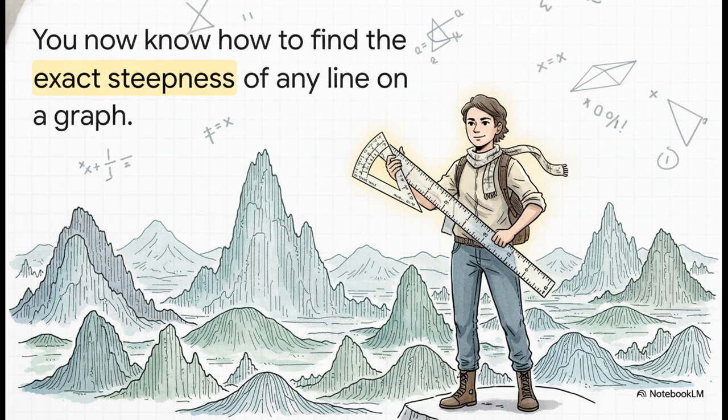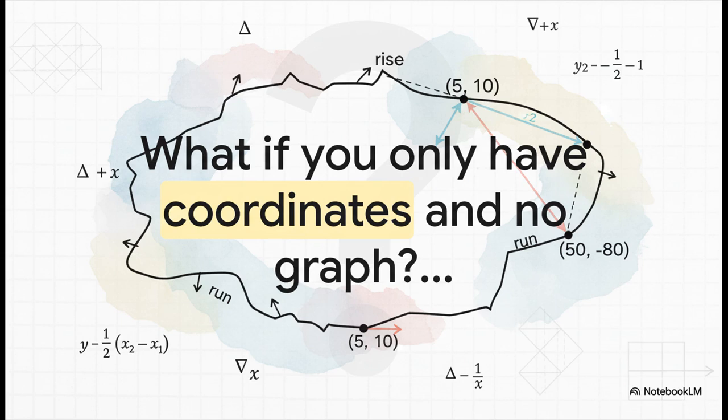Pretty cool, right? So, you've totally mastered finding slope when you can see the graph. But what happens when there is no graph? What if I just give you 2 points, like (5, 10) and, I don't know, (50, -80)? How in the world would you find the slope then? Well, that's exactly where we're headed next.